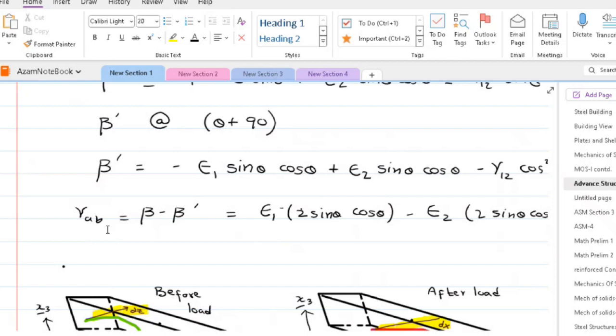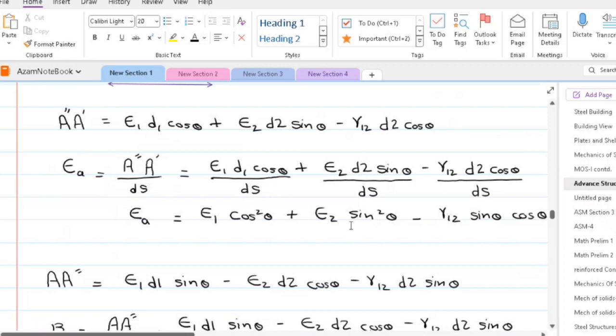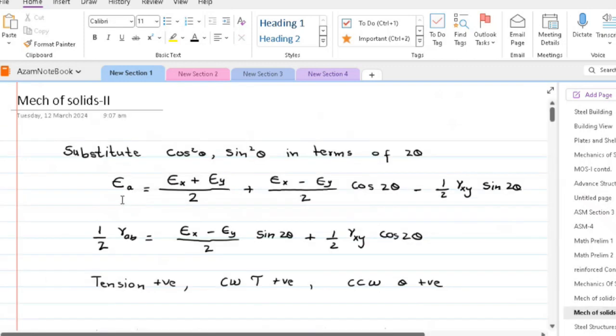OA and OB can be rewritten by substituting the cos square thetas, sine square thetas, and sine theta cos theta in terms of 2 theta. So strain A will become strain x plus strain y by 2 plus strain x minus strain y by 2 cos 2 theta minus half gamma xy sine 2 theta.